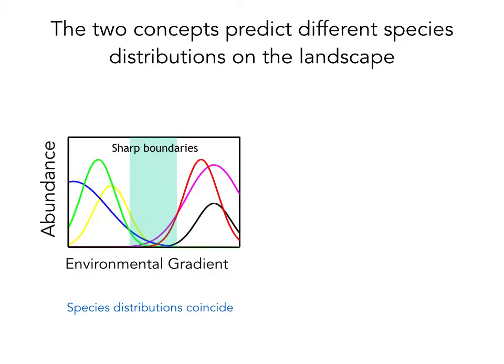So this band here shows the position along which we would see a sharp transition or boundary between two different communities. And on either side, we'd see that the distributions of species would coincide with one another. Those on the left of the graph, one community, those on the right, another, with this sharp boundary in between.